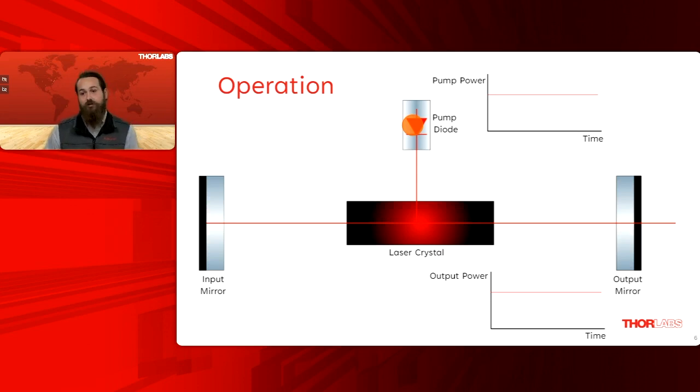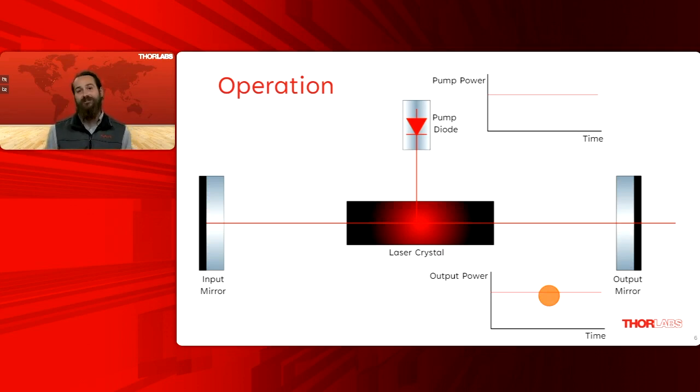That's not quite accurate, but you'll see we have a pump diode, an input mirror, a laser crystal that may or may not be doing some wavelength conversion, but that's what's generating our laser output. And then we've got an output mirror. Now, for a CW laser, this output mirror is typically only 99% reflective, for example, and that 1% of light constantly being leaked out is where we get our constant output power.